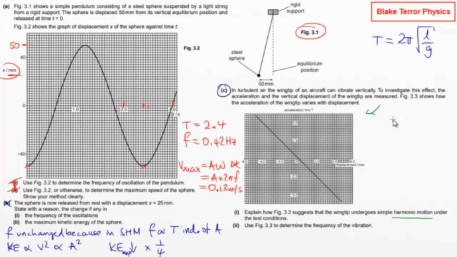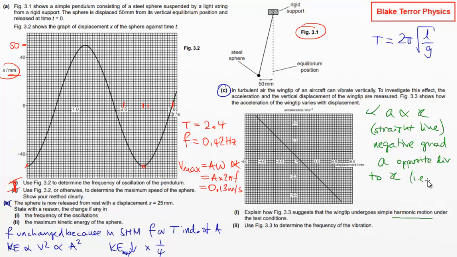Right, so for simple harmonic motion, we want to have two things. We want to have that the acceleration is proportional to the displacement. So that's one thing. We've got that because there's a straight line. And then we also want to have the negative gradient, which is the next thing we'll be looking at. The negative gradient shows that the acceleration is in the opposite direction to displacement.